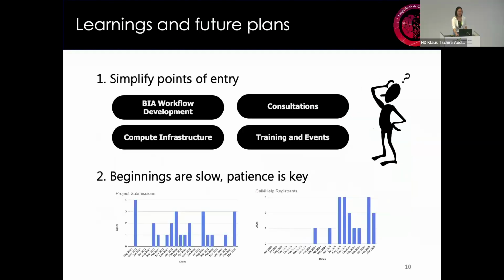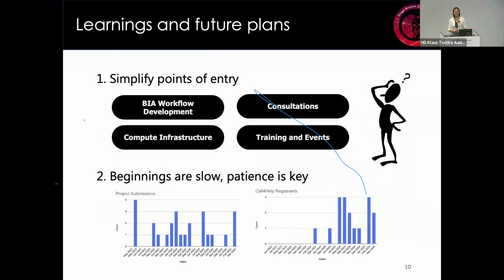So some of our learnings and the future plans from it, the first one being that people who come to us sometimes get confused. They don't know whether they're here for a consultation, or whether if they just get a computer and some training, they'll figure out what they need. So we're planning to simplify our points of entry and direct more people towards the consultations so that they can have some of the help before they start requesting services.